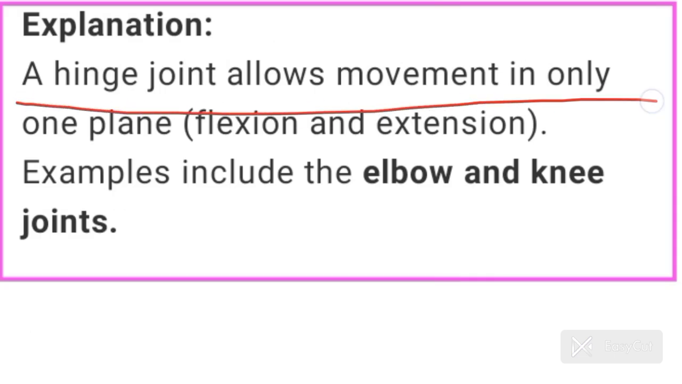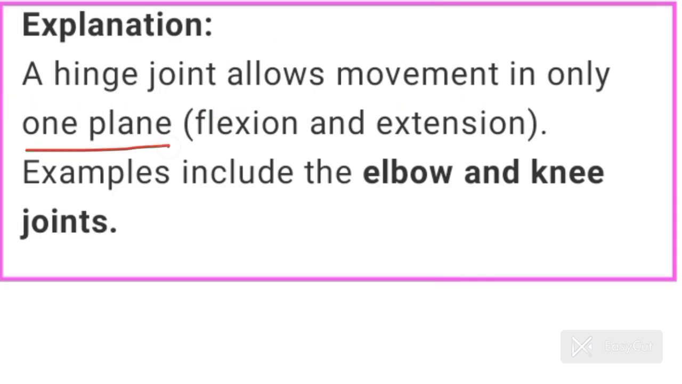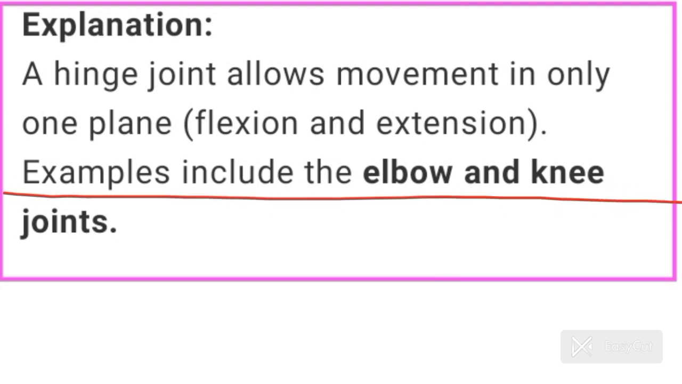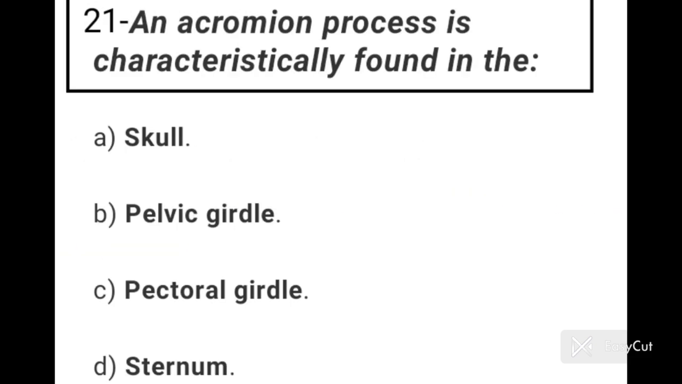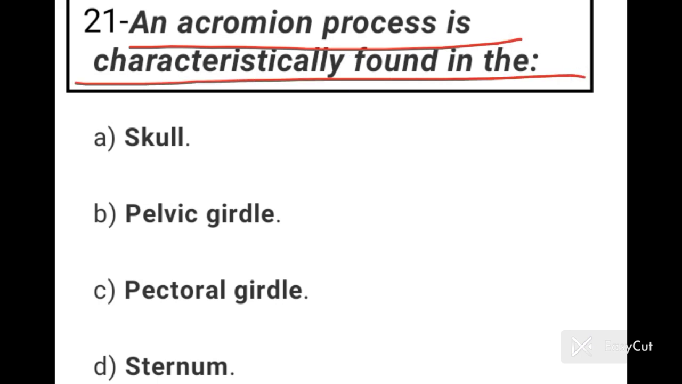A hinge joint allows movement in only one plane, flexion and extension. Examples of hinge joint include elbow and knee joints. Question number 21. An acromion process is characteristically found in option C is correct here, pectoral girdle.